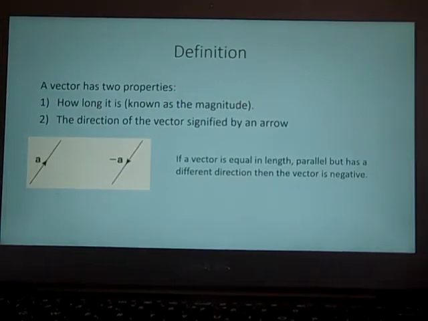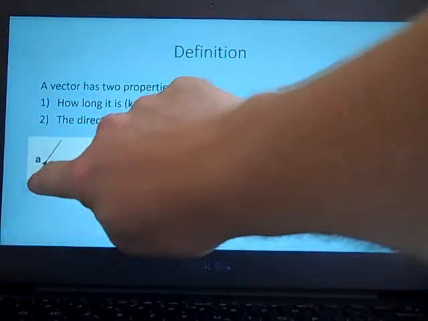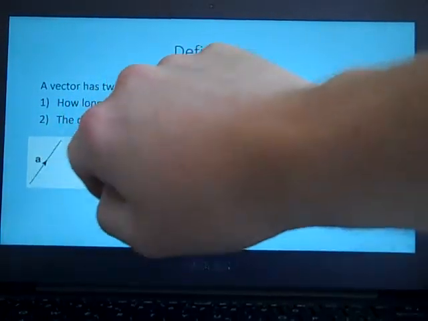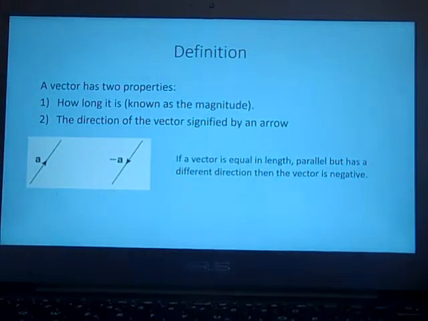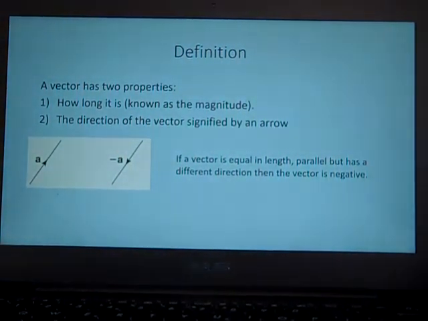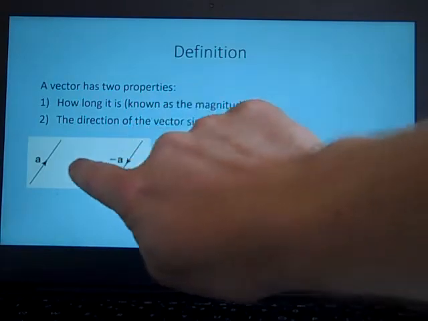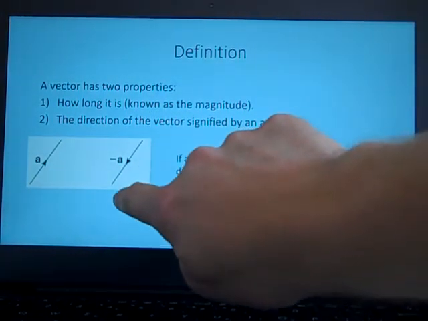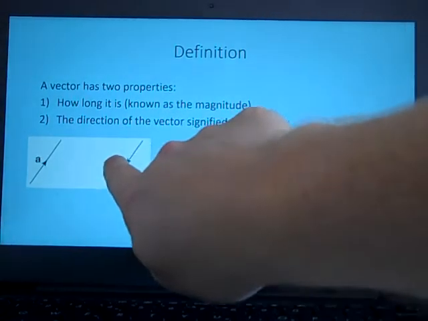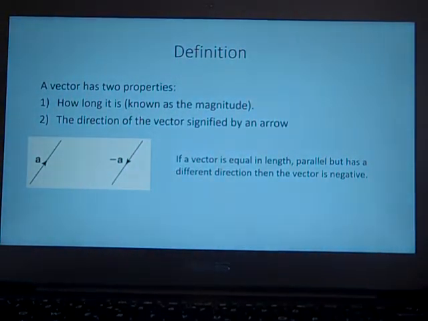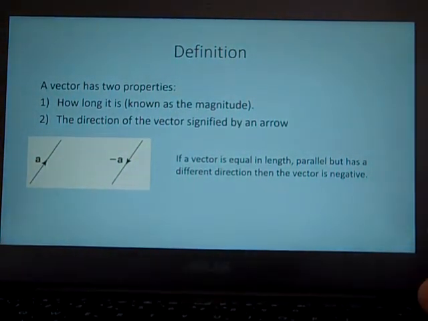First of all, a vector has two properties. We know how long it is, so basically the distance from here to there, and the direction, which is signified by an arrow, so A going positively that way. And if you remember from last time, if vectors are parallel but going in opposite directions, then it's a negative vector. So A and negative A. So those are things from last lesson, just a quick recap there.